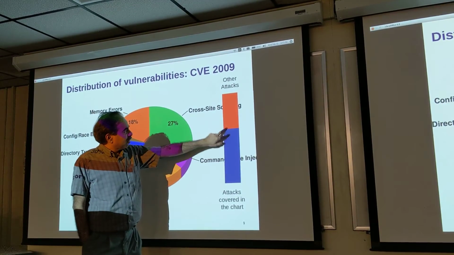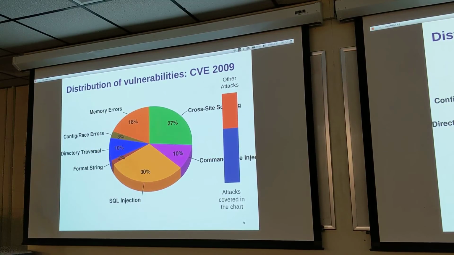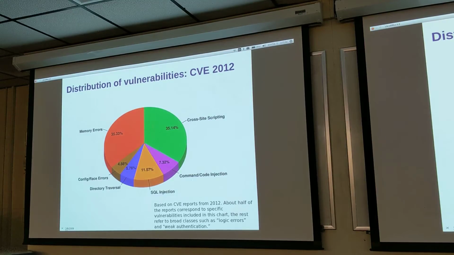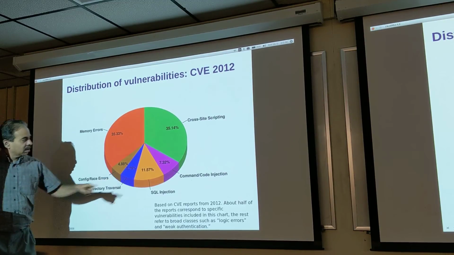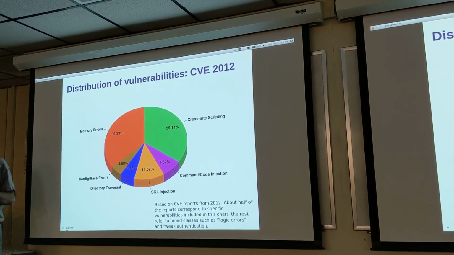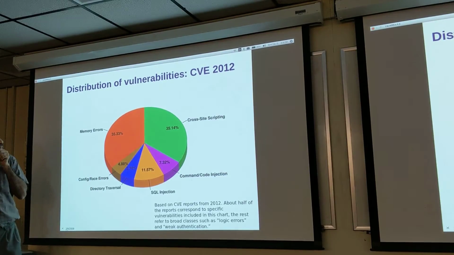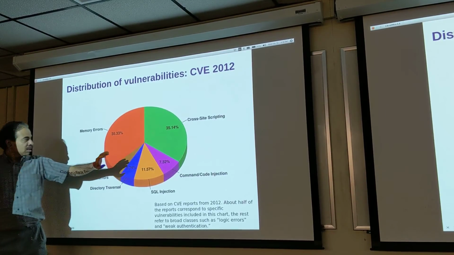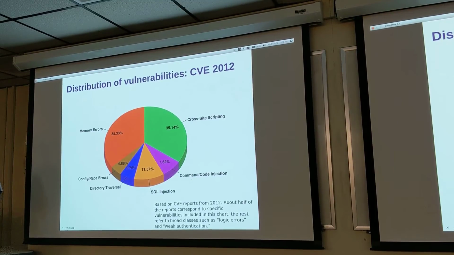So the fraction that falls into one of these simple classes is maybe more like 60% rather than 2/3. The last time I did this was a while ago, 2012. Now things have changed. The interesting thing that you'll notice is that SQL injection reduced significantly. It used to be like 1/3 of the pie. Now it's small. Cross-site scripting hasn't changed, and memory errors sort of became bigger again.